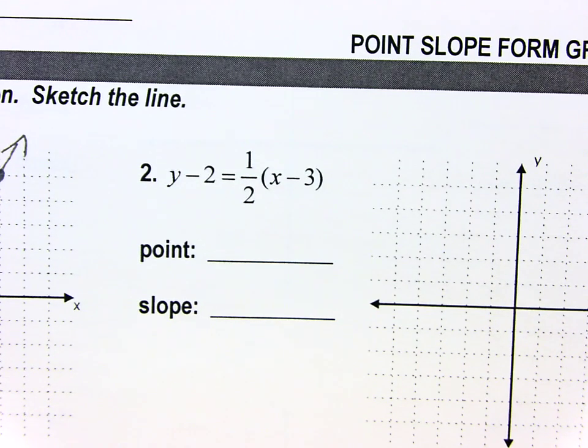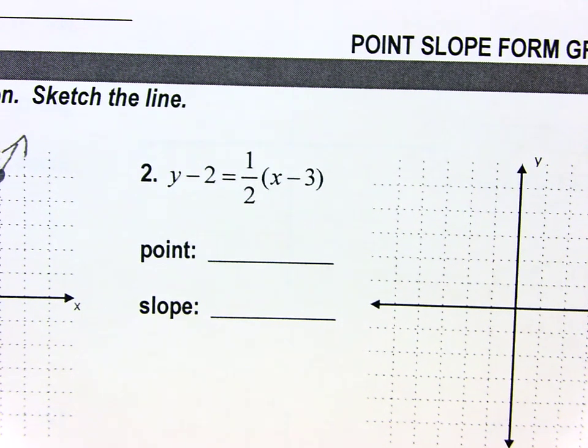Try the second one. See if you can come up with the point and the slope. Don't graph it yet, though. Just find the point and the slope, and then we'll talk about it.